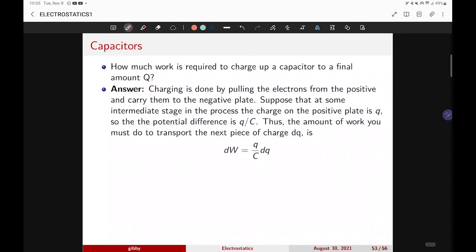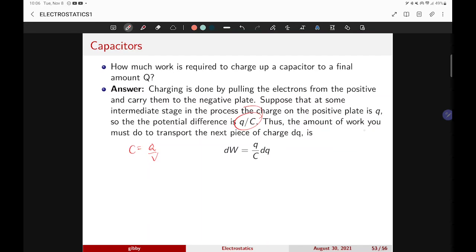The same thing is true for the capacitor when you charge it. So charging is done by pulling the electrons from the positive and carrying them to the negative plate. Suppose that at some intermediate stage in the process, the charge on the positive plate is Q, so that the potential difference is Q over C, from the formula C equals Q over V. So the potential difference is just Q over C.